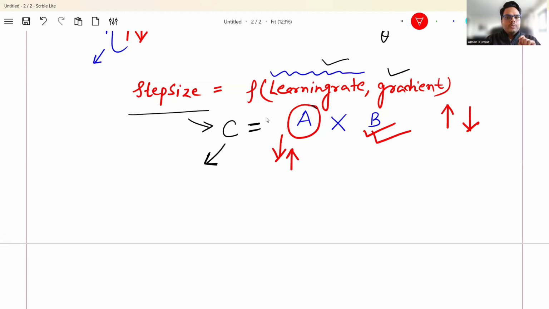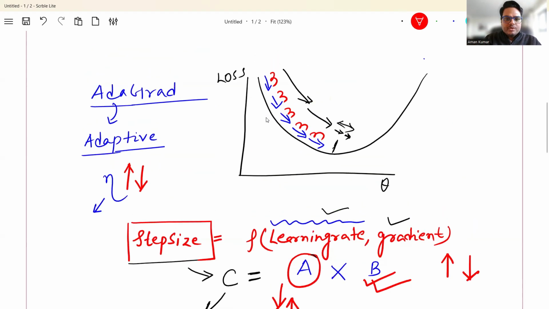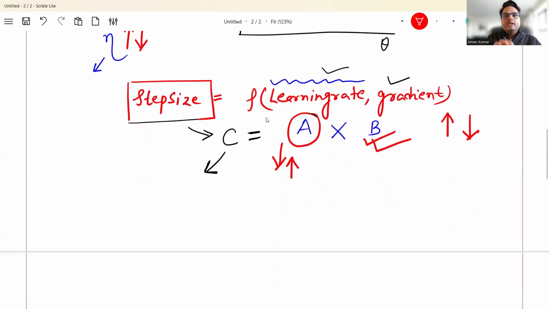What I want is my step size to change based on where the current position is, as I explained here. How I can achieve that is, I can change my learning rate based on the gradient. So when my gradient is large, I want the learning rate to be small, and vice versa.